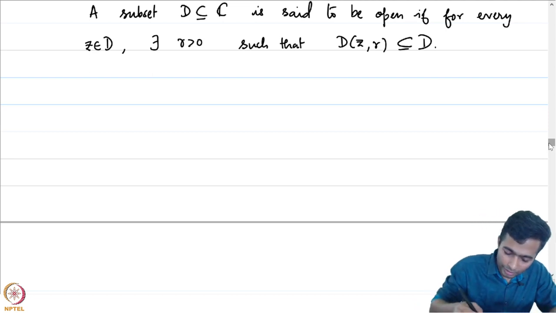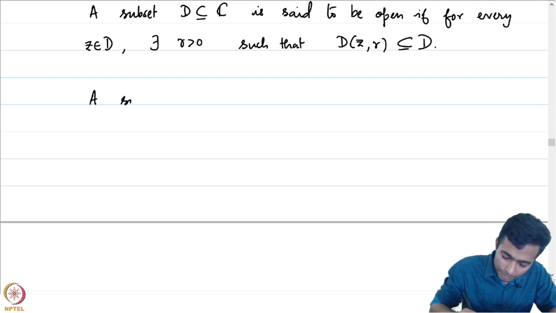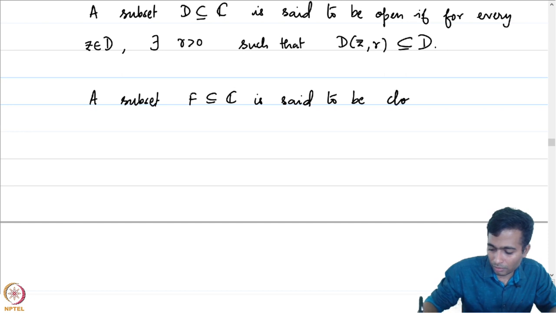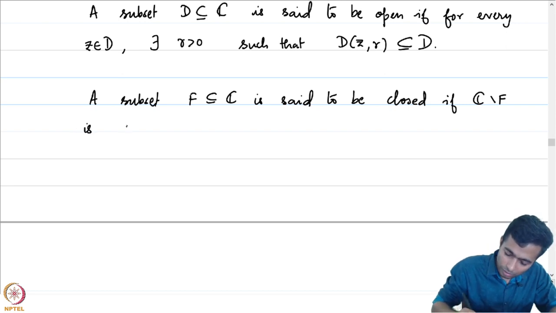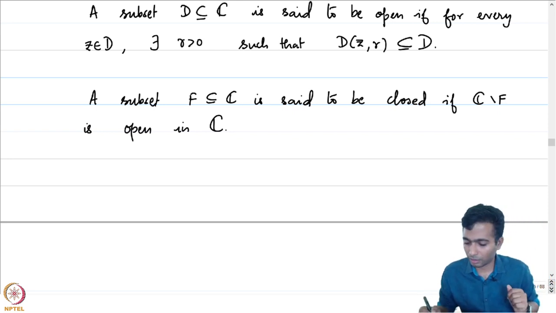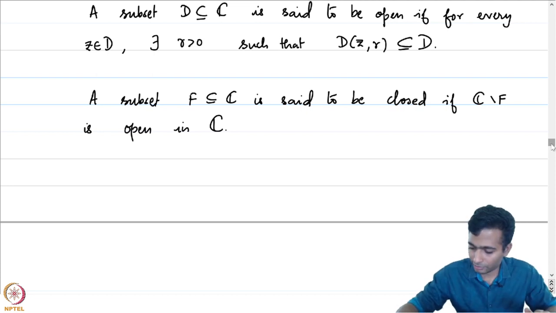And as a complementary notion, we will also be able to define what a closed set is. A subset F contained in C is said to be closed if the complement of F, C minus F, is open in C. There is an alternate way of defining closed sets, namely as a subset which contains all its limit points.